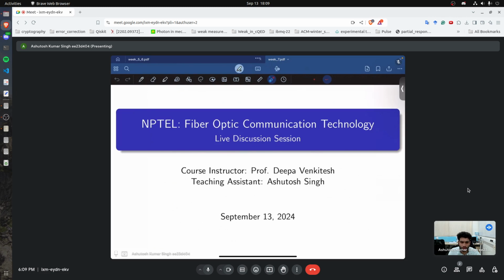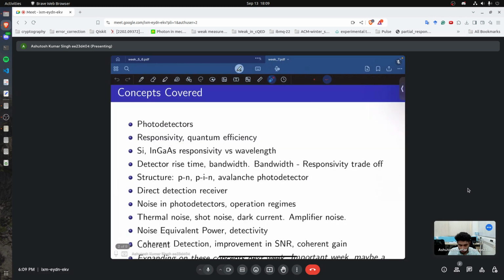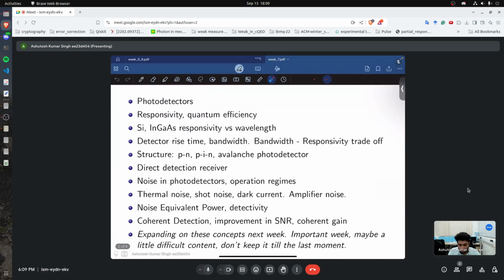Before we go there, let us go through some of the topics that have been covered here. In week 7, we covered photodiodes, because before this week we had already covered the transmitters and the channels. Prior to this week, we had covered transmitter and channel. That leaves us with the photodiode, that is, the receivers.